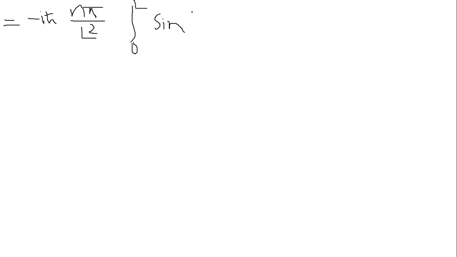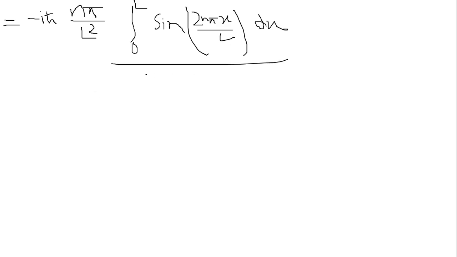sin 2n pi x by L, because it was n pi x by L. So when we do sine 2x or sine 2 theta, then it will be sine 2n pi x by L into dx. So can anyone calculate the integration for me and tell me the value? What will be the integration 0 to L sine 2n pi x by L dx? Anyone?